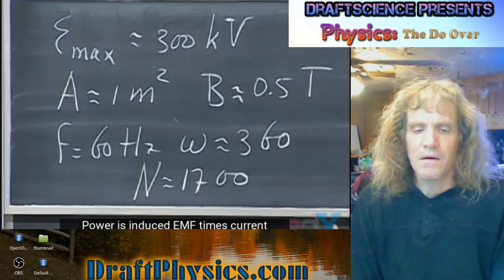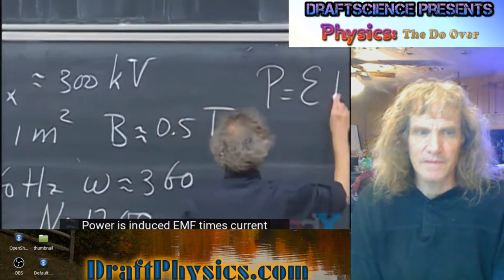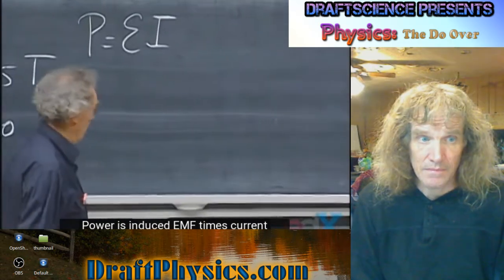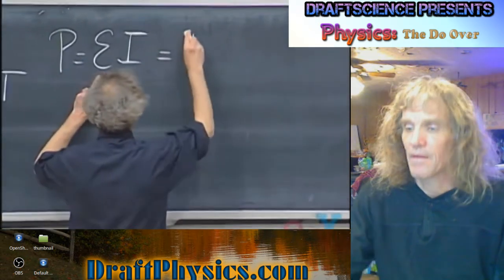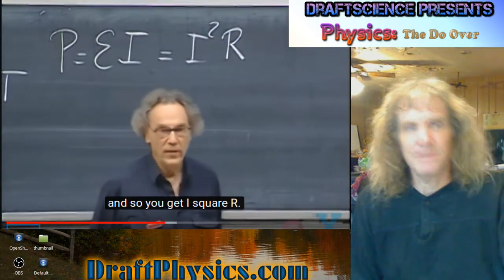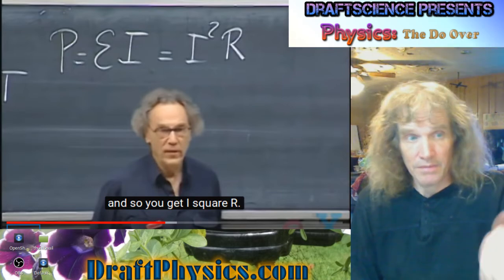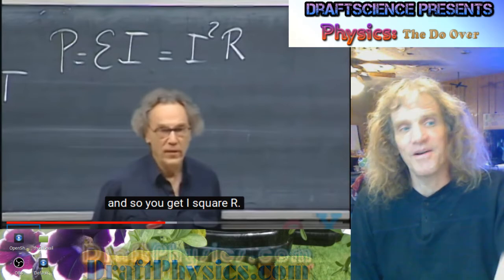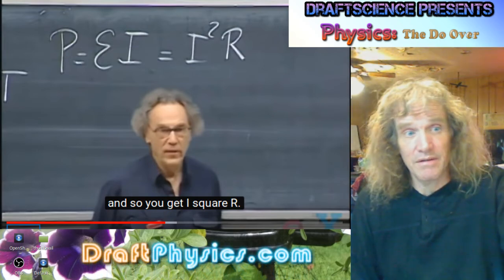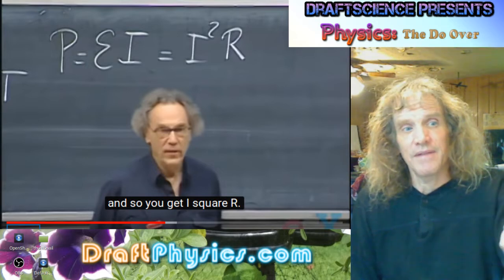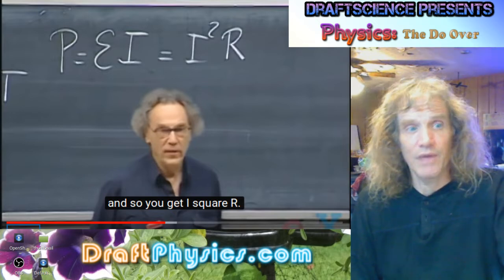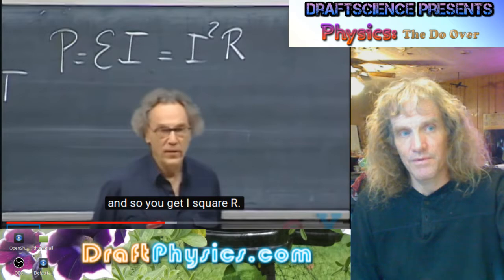Power is induced EMF times current. And with Ohm's law, you can replace E by IR, and so you get I squared R. Power is just the wattage, so you could argue, and it's sort of obvious, the more field, the more EMF, the more current. The EMF is another way of saying the voltage. So you're just back to watts equals voltage times current.